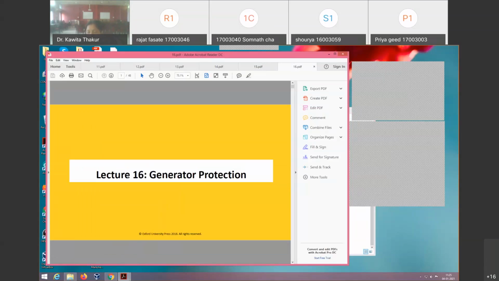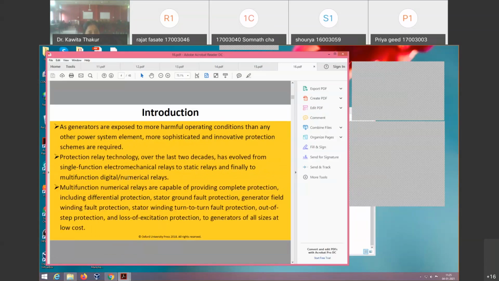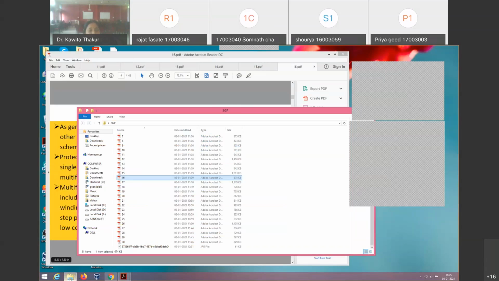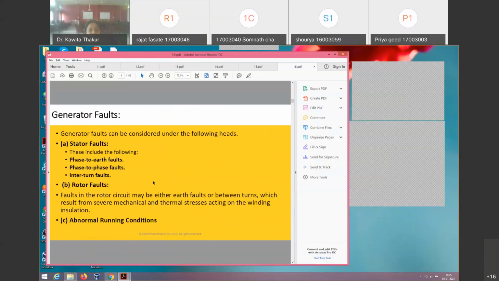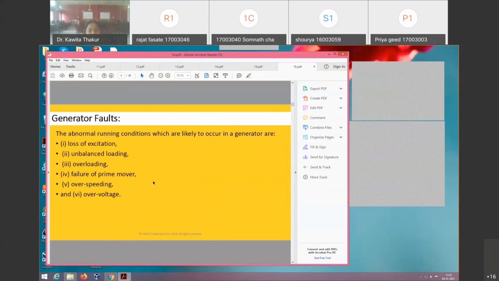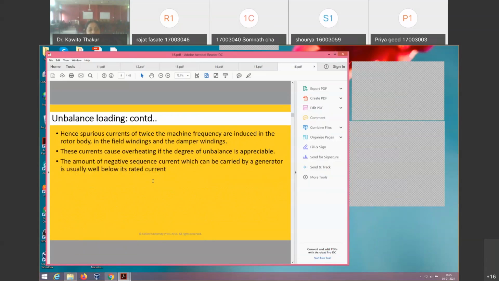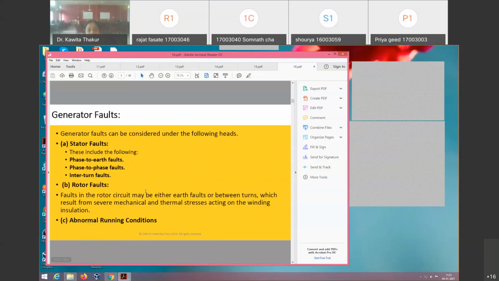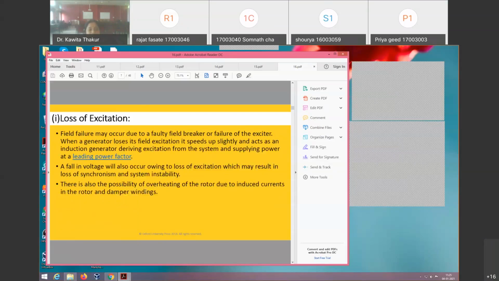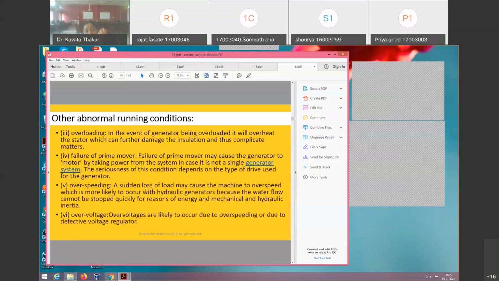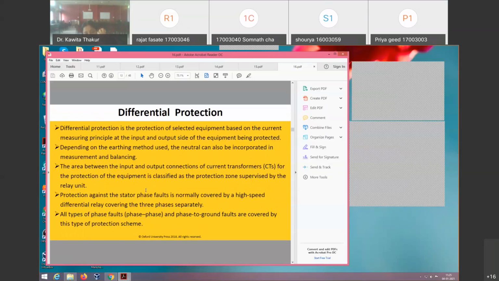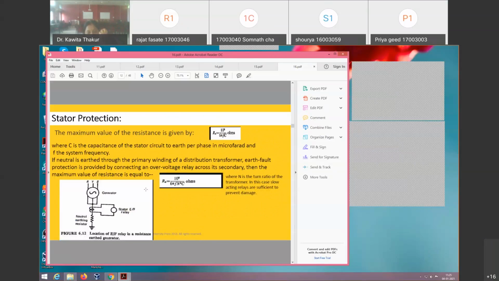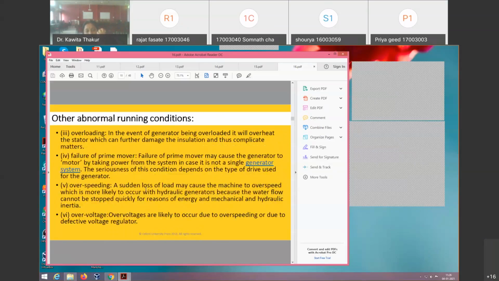Up till now we have covered transmission line protection. Now the second protection is generator protection. What are the different faults in the generator? In the 16th lecture we have seen generator protection and the different faults in the generator: stator faults, rotor faults, and abnormal running conditions. Now, what are the different protections applied to the generator, that we have seen. Stator protection: in that, the main protection is differential protection.